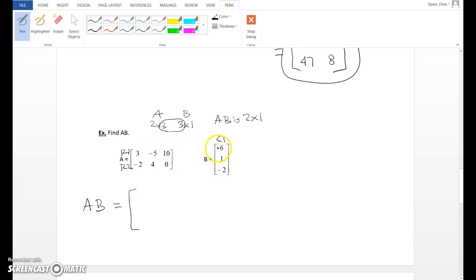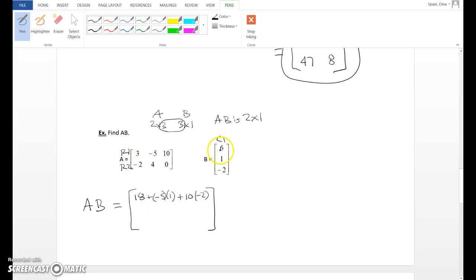Alright, so you go straight across row 1 of A and straight down column 1 of B. So you take 3 times 6, which is 18, plus the -5 times 1, plus 10 times the -2. That's that first dot product. That's in the 1, 1 position.